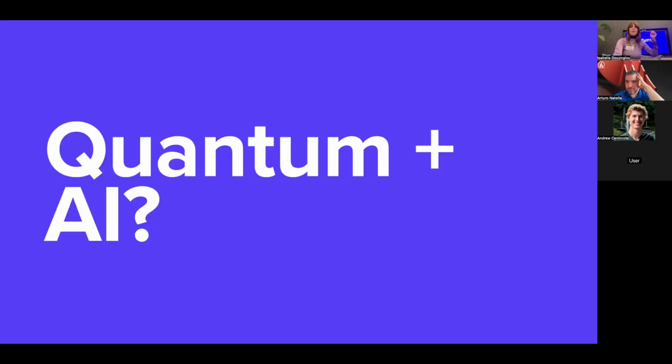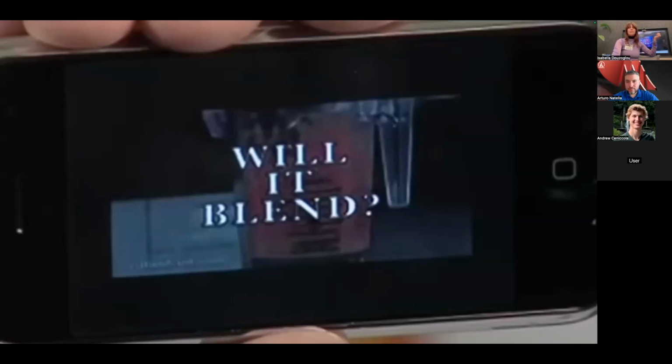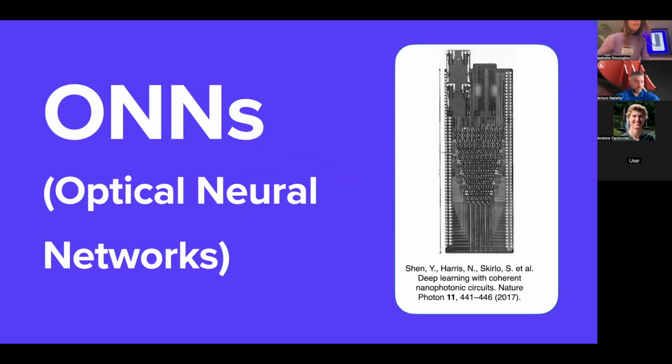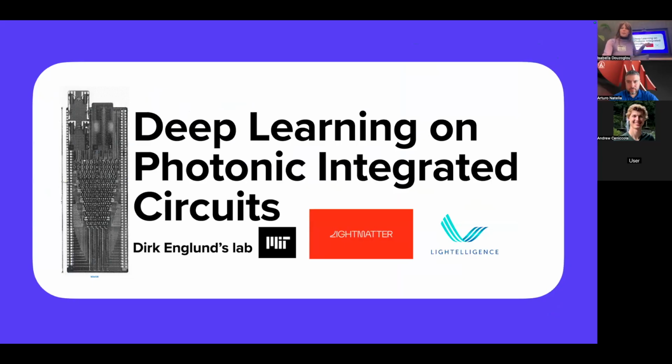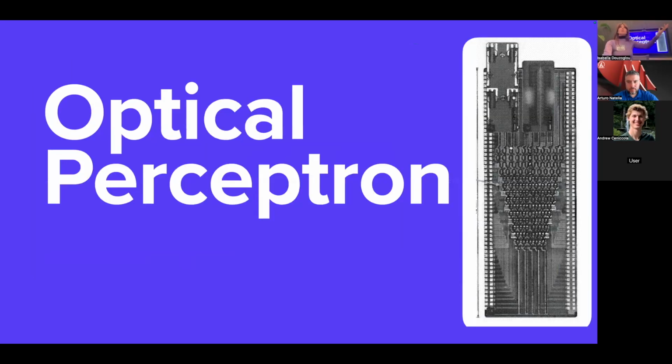Okay, so if you ask me, if I put quantum and AI in a blender and I ask, will it blend? I think yes. And this is a topic that I've been really interested in for a while. It's called optical neural networks. It's a chip where you can use optical information, so light-encoded data, and propagate it through the chip, and it works as a perceptron. And this actually came out of a lab here at MIT from Dirk Englund. And companies like Lightmatter and Lightelligence spun out from this paper. So an optical perceptron, you take a lot of information, you reduce the dimensionality, and you basically convolve.